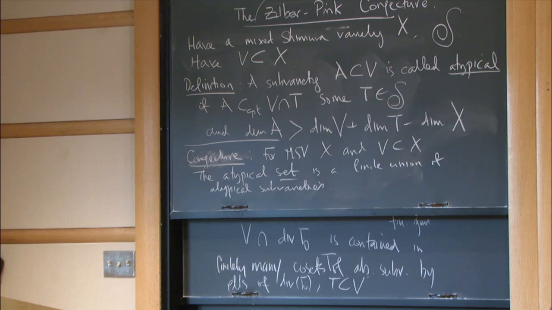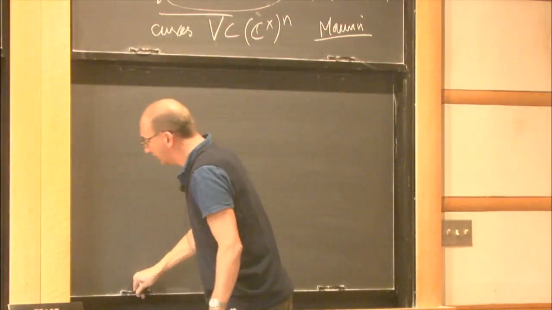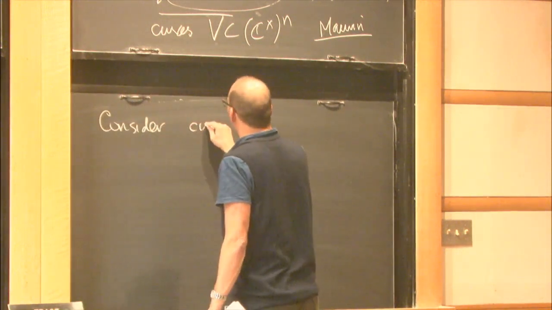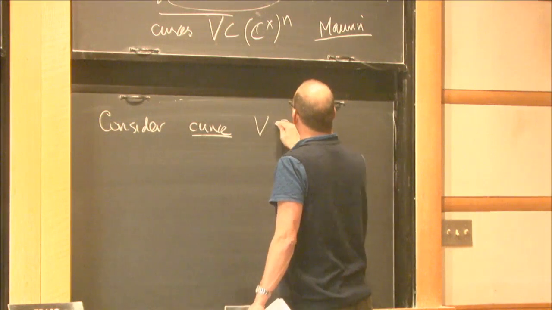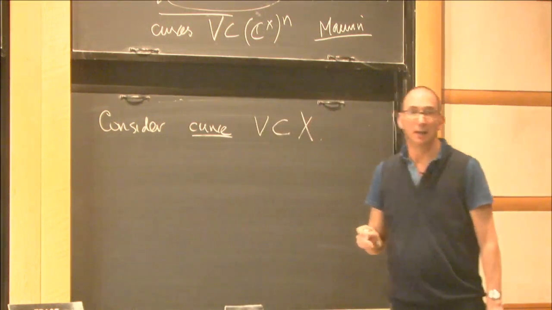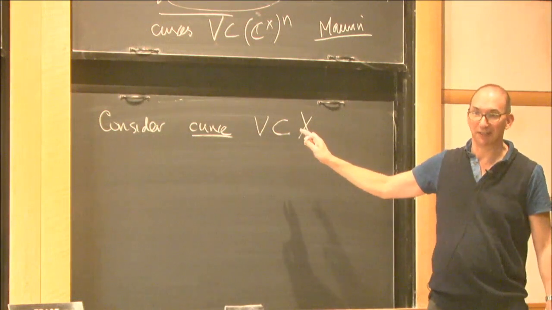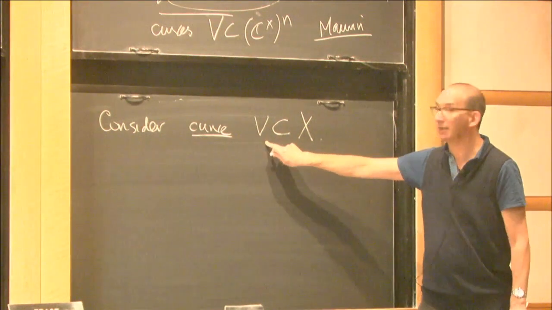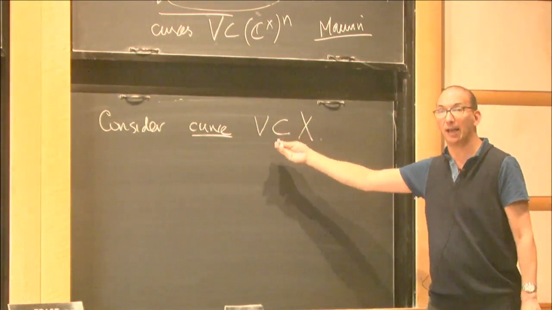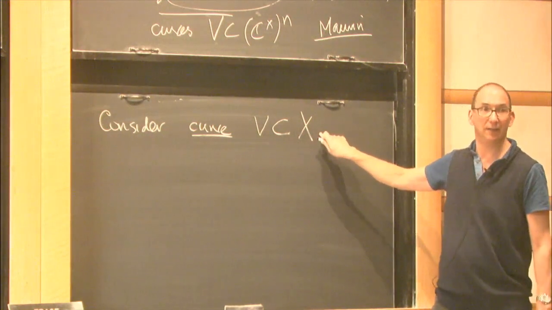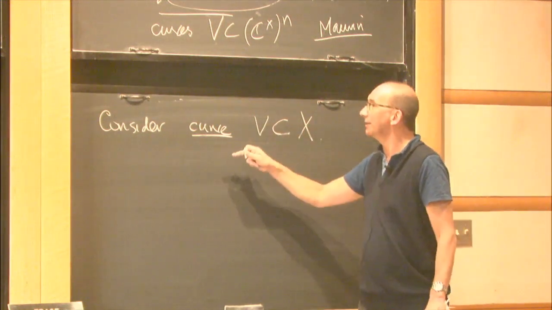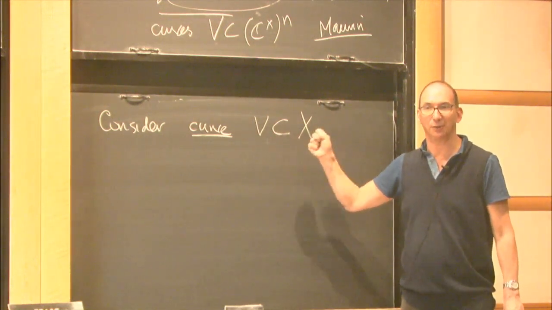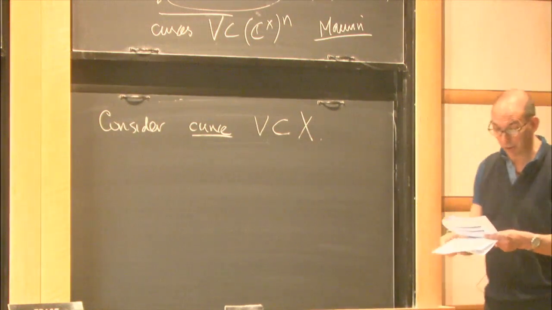Now, I want to talk about what this conjecture says for curves. So consider a curve V contained in X. Curves are good because they don't have many subvarieties. So the only possible subvarieties are V itself and points. So the curve V itself is atypical if it's contained in a proper special subvariety of X. And if it isn't, then the atypical intersections are all points, and then it's truly a finiteness statement. There should only be finitely many points like that.